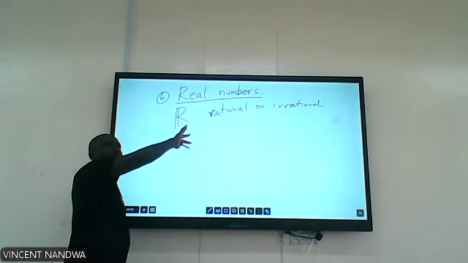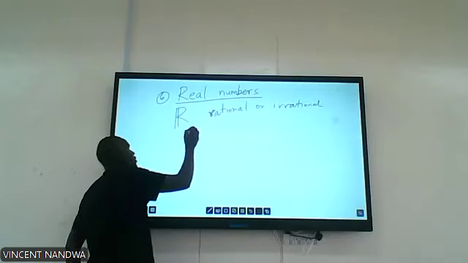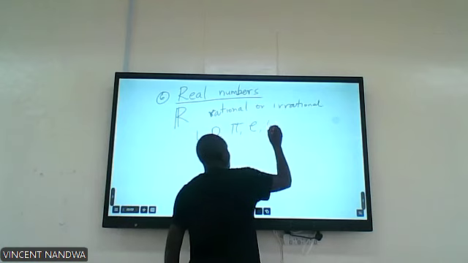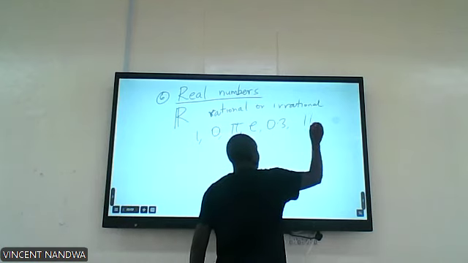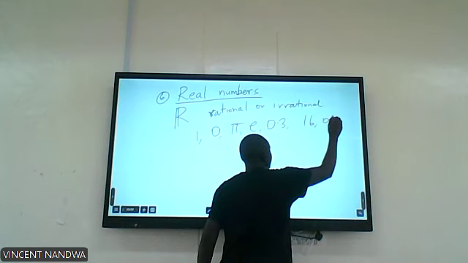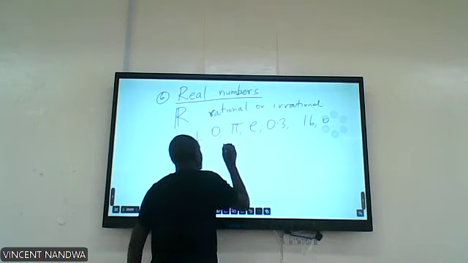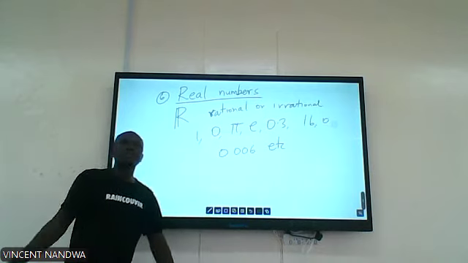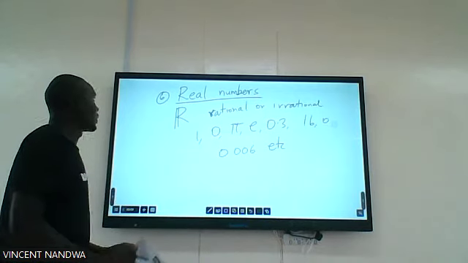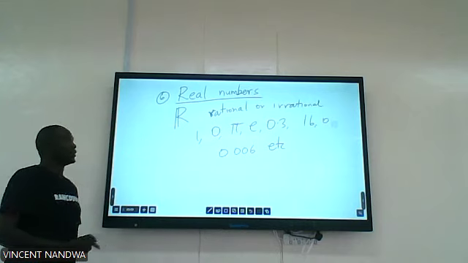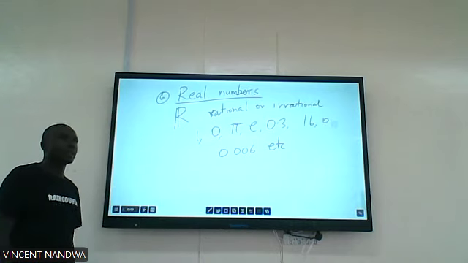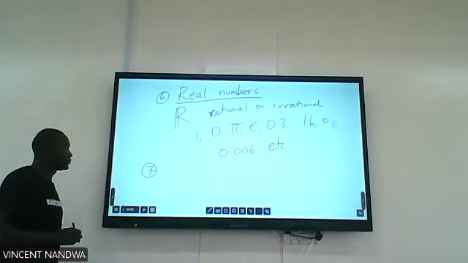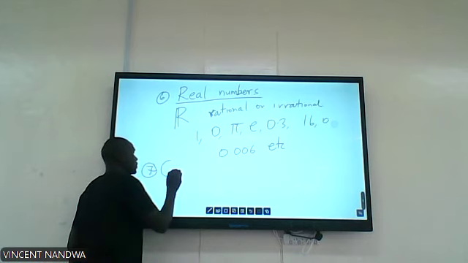So examples from all the sets that we have discussed: 1, 0, pi, e, 0.3, 16, 0.0036, etc. All those are real numbers. Any such number is called a real number. Even your phone number, if you have one, is a real number. And then lastly, which we probably will not cover, is what you call complex numbers.